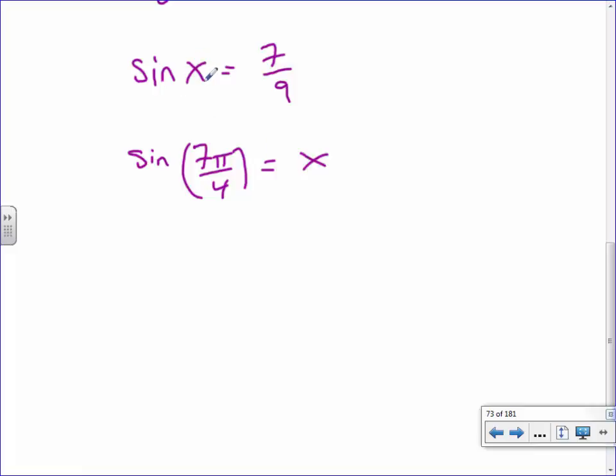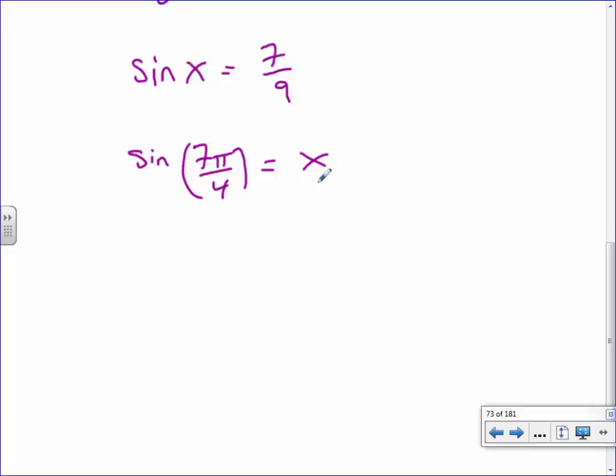Here, what am I asking you to solve for? You're not phrasing that very well. This is an angle. Does that make sense? Here, I'm asking you what angle gives you 7 over 9. And then here, I'm giving you an angle, and I'm asking you, tell me what its ratio happens to be.